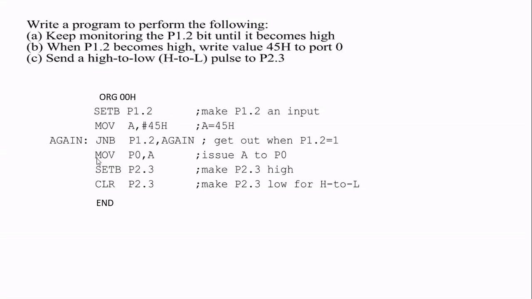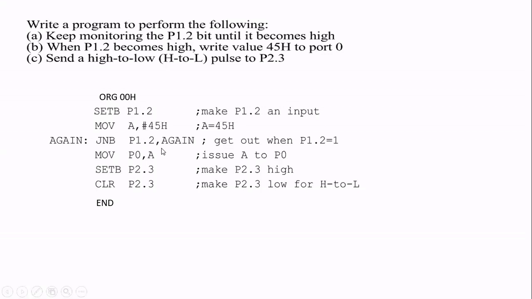After that, I'll be checking the bit P1.2 again, right? So what will I do? I'll have to check this bit. How do I check? Using the instruction JNB. JNB is an instruction which will help me check the bit. What are we doing? JNB is jump if bit is not set, right? Which bit? P1.2. If it is not set, then what to do?